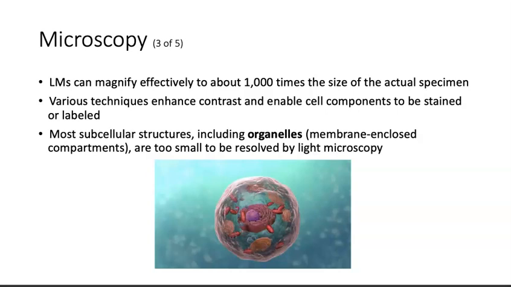A lot of the subcellular structures, those are the ones that are inside the cell, include things like organelles, and we'll learn a lot more about organelles later. The basic definition here for you is that an organelle is a membrane enclosed compartment within the cell. Most of those organelles are really too small to be seen by light microscopy, although we definitely can see the nucleus under many circumstances.